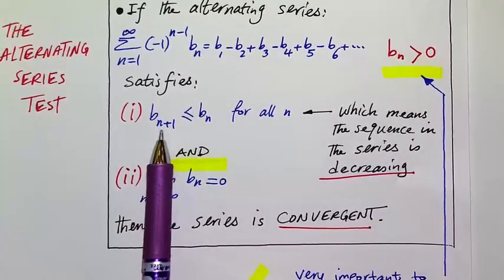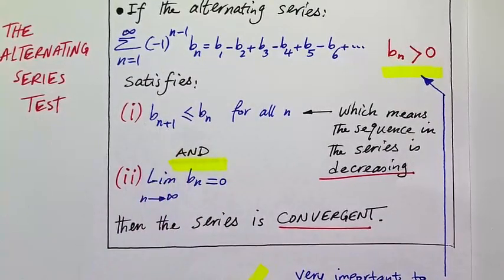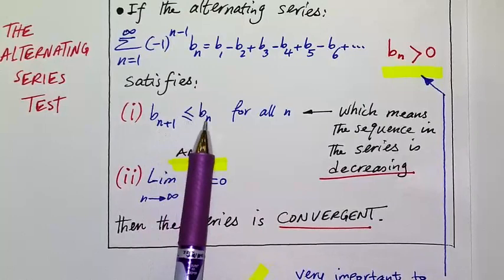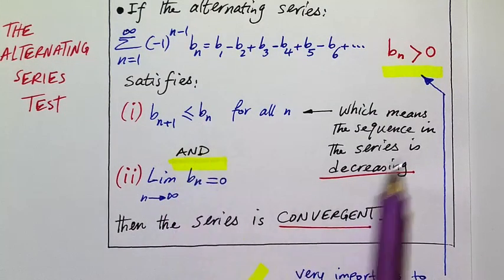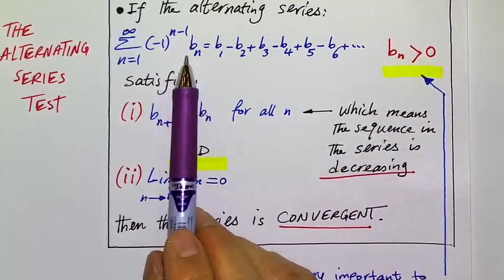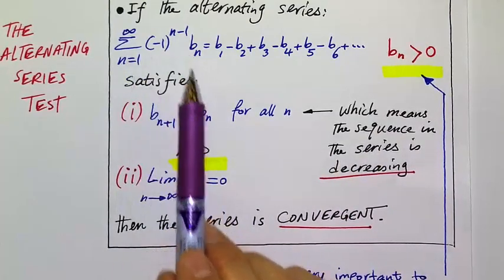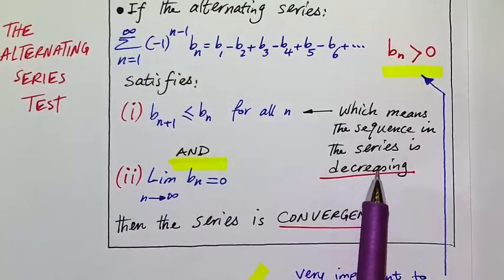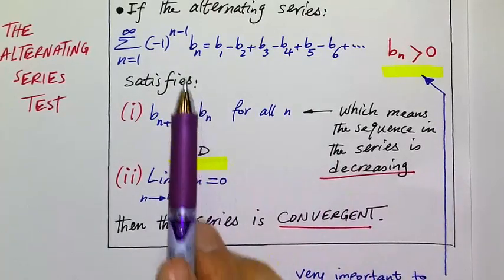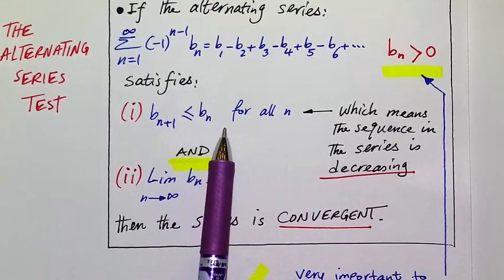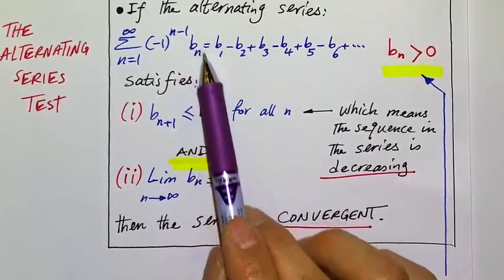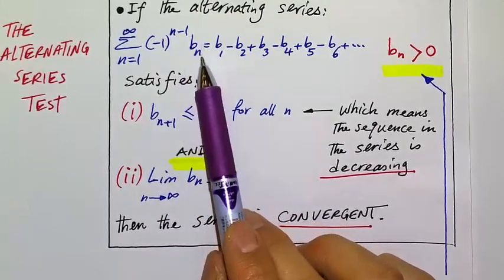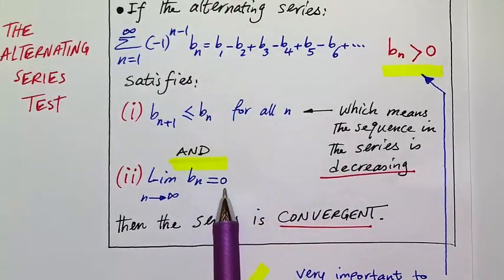So if bn plus 1, every next positive term, is always less than or equal to the positive term before it, then the sequence for which we're obtaining the sum is a decreasing sequence. So this is a decreasing series. If that condition is satisfied, and if we take the limit of the positive terms, or bn's, in the series and we end up with 0, then the alternating series is convergent.